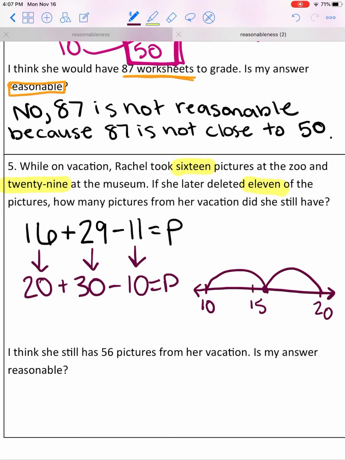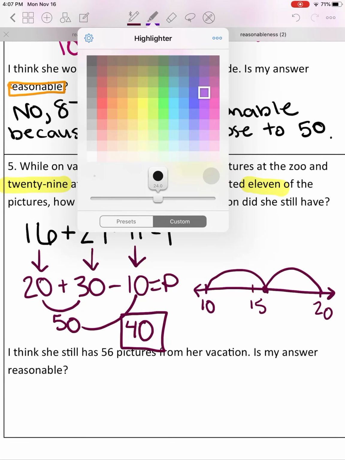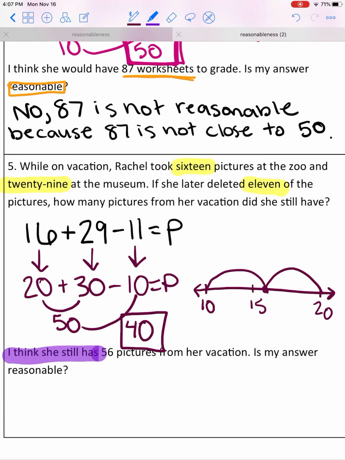So now when I go to solve, I can solve it a little bit easier in my brain. 20 plus 30 is 50. 50 minus 10 is 40. So my guess is 40. That is my estimated guess. Now, if we look down here at the rest of the word problem, our narrator thinks that she has 56 pictures. And I want to know, is that answer reasonable? 56 is kind of close to 40, but not really. It's still 16 away. So I'm going to say no.